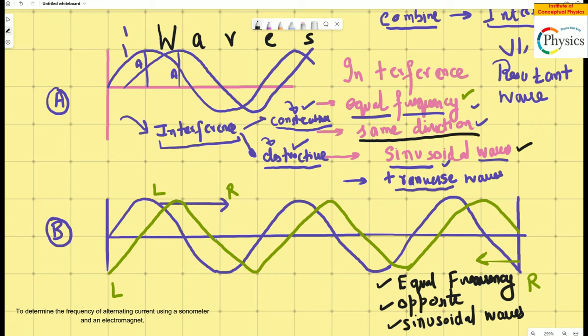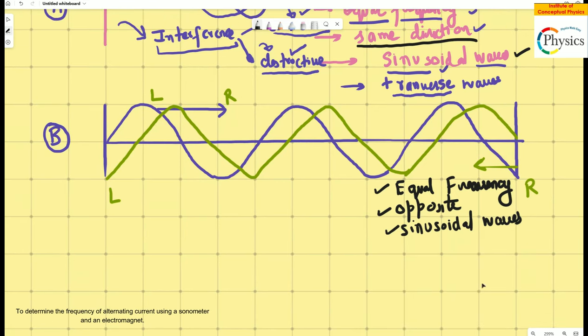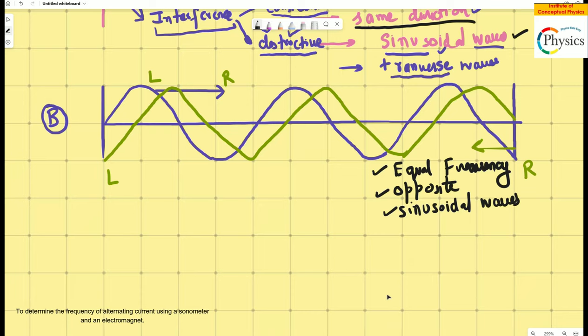What happens now is, such a situation results in interference again. Interference will again happen. But now, since the two waves are in opposite directions, the nature of interference is called a special type of interference. And it results in the generation of waves which are called stationary waves. This is not the end of what I'm trying to tell you.